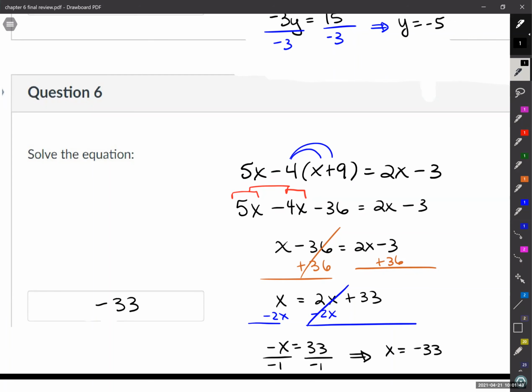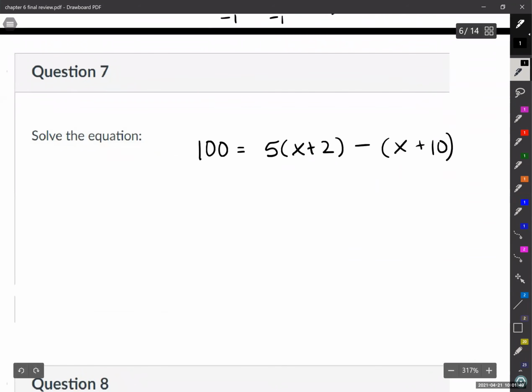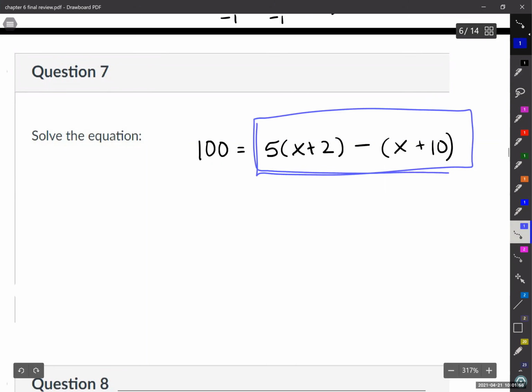That match what everybody found? Now next up, we look at the equation. The left side is perfectly simplified, but we know we need to simplify the right side before we can begin to solve. So let's simplify this and then solve.